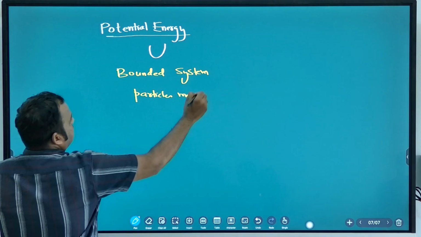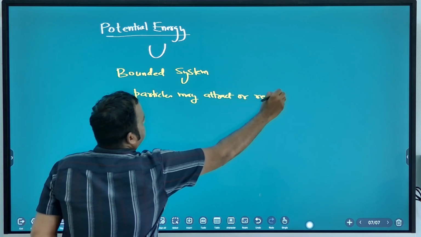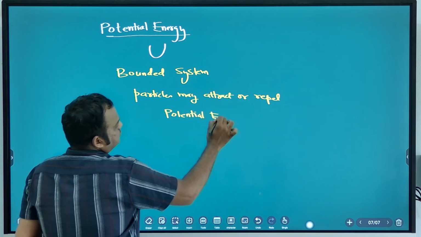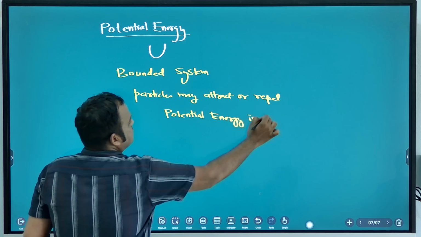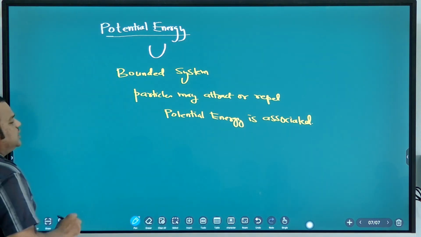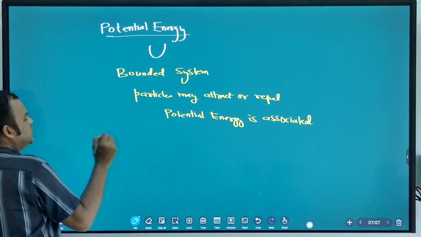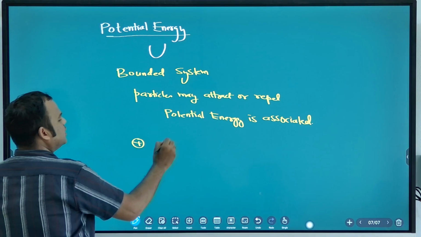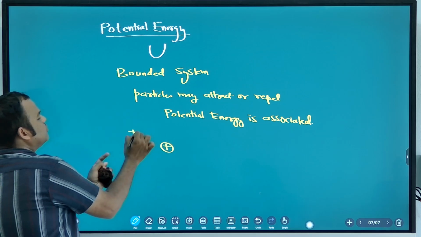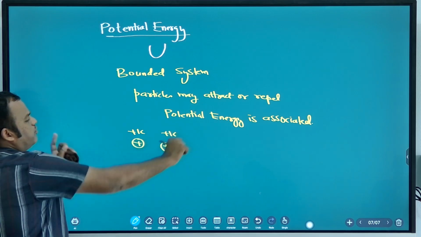Particles may attract or repel. Potential energy is associated with that. Okay, so what is potential energy? Do you understand the meaning of potential energy? Let's take the example of charges. Suppose one positive charge and another positive charge are there. If you place one positive charge near another positive charge, say plus 1 coulomb, plus 1 coulomb, will they repel or attract? They will repel.